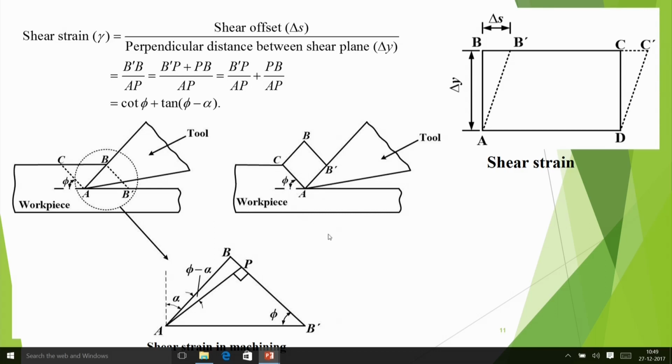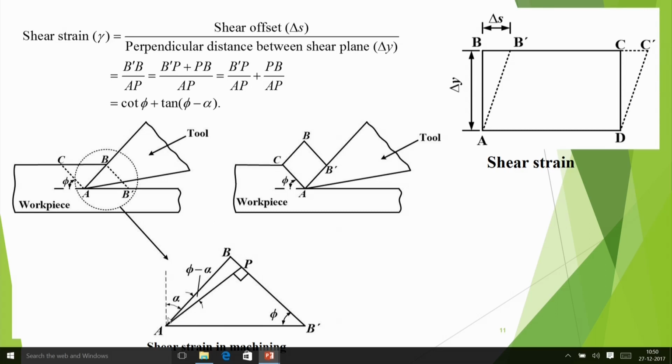So, how much are we displacing? We are displacing the material from B prime to B, and from A we can drop a perpendicular and see the perpendicular distance, that is, delta y. So we can say B prime B divided by AP, this is AP, can be written as B prime P plus PB divided by AP, where P is the foot of the perpendicular. This becomes B prime P divided by AP plus PB by AP. Now, from this figure you can see that B prime P by AP is actually cot phi, and PB by AP is actually tan of phi minus alpha.